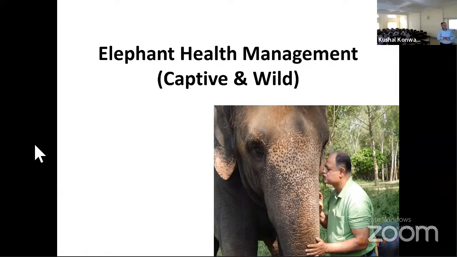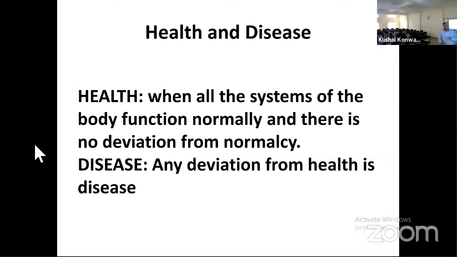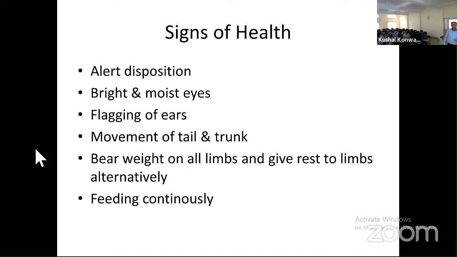Now, health and disease. Now, how to define health? We all know as a doctor that when all the systems of the body are functioning normally and there is no deviation from normalcy, we say this is health or healthy animal. Any deviation from that is disease. Now, signs of health in case of elephant. Alert disposition, bright and moist eyes. Eyes are very good reflectors of a healthy animal.